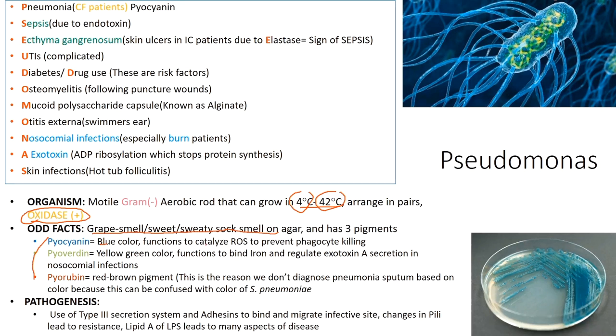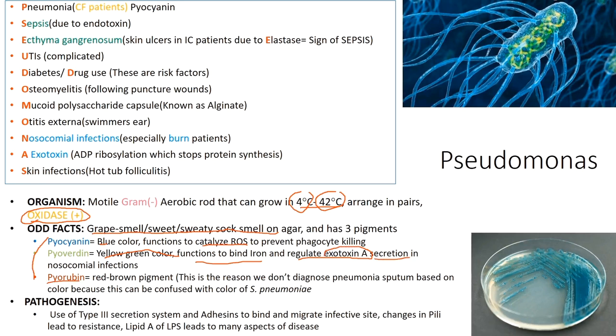And pretty much the function of this is it catalyzes ROS. When phagocytes ingest it, it stops their ability to kill it. Pyoverdin is a yellow-green color, which is why I have it in yellow-green. And it functions as binding iron, so it's like an ability for this organism to grab iron and keep it for itself. And it also regulates the secretion of exotoxin A, which we'll be discussing in a second.